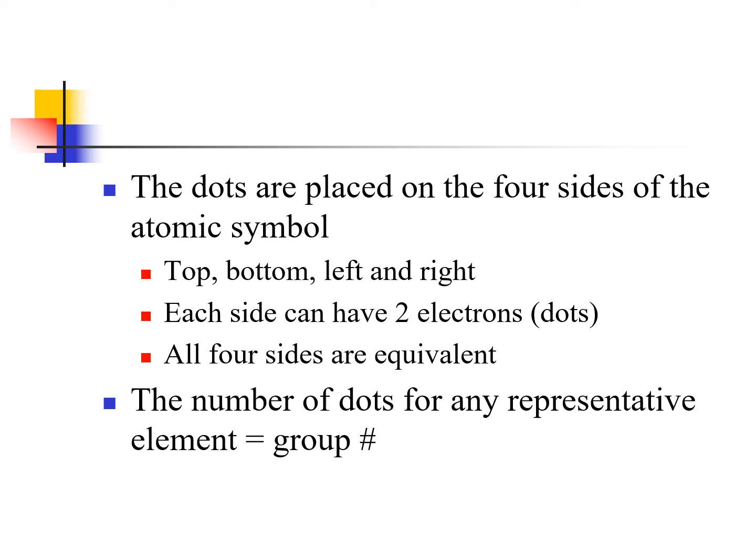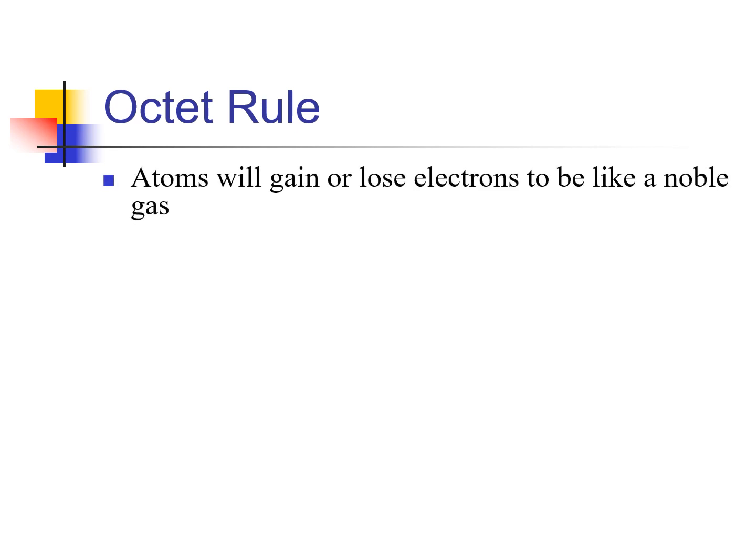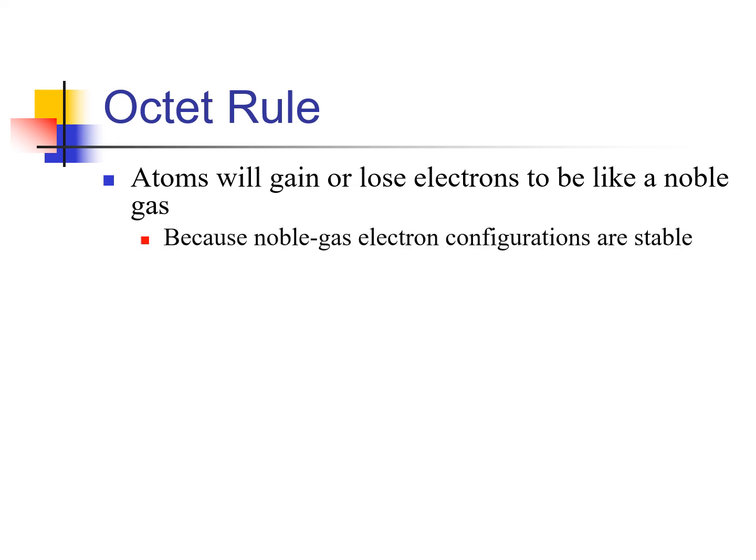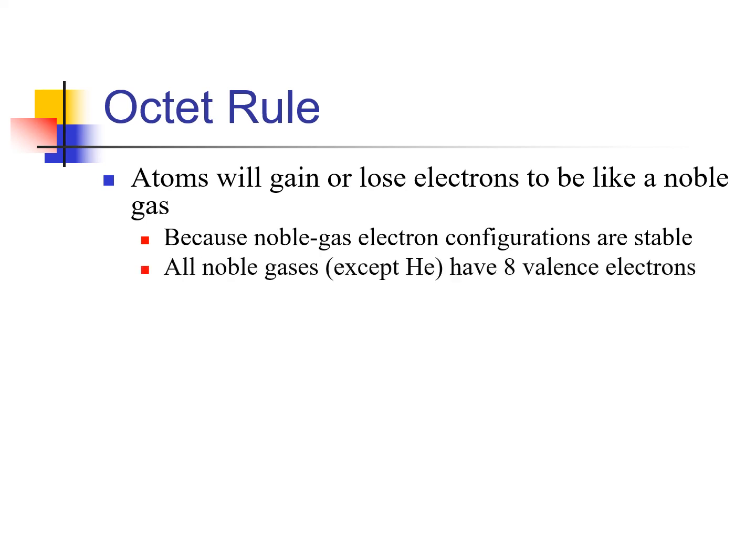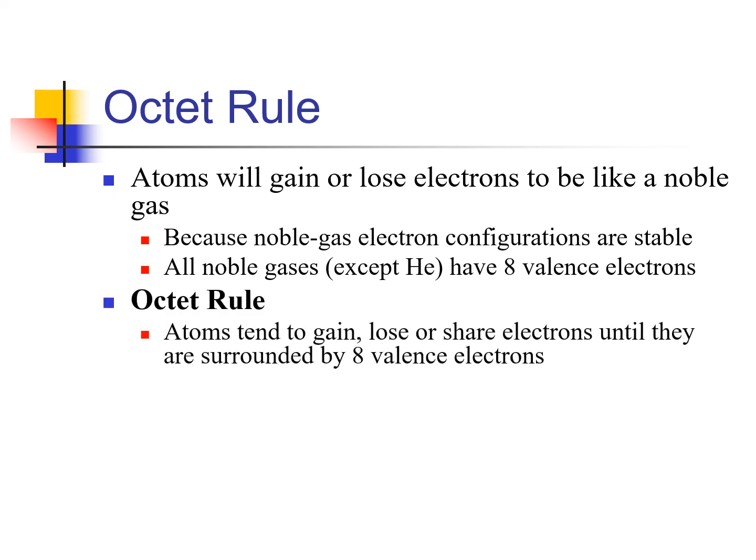And we can easily tell how many valence electrons something has, if it's a representative element, whatever its group number is how many valence electrons it has. So this then leads us to the octet rule. Octet rule states pretty simply that atoms are going to gain or lose electrons to be like a noble gas. And that's because the noble gas electron configurations are stable. All noble gases, with the exception of helium, which only has 2, have 8 valence electrons. So the octet rule says atoms tend to gain, lose, or share electrons until they're surrounded by 8 valence electrons.